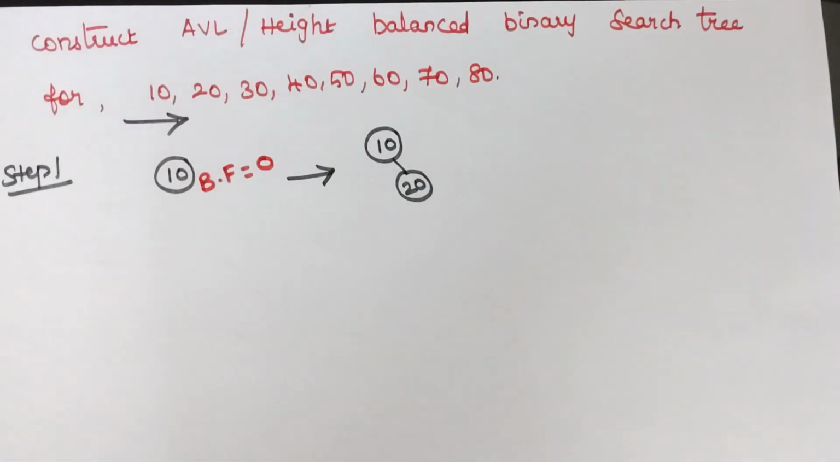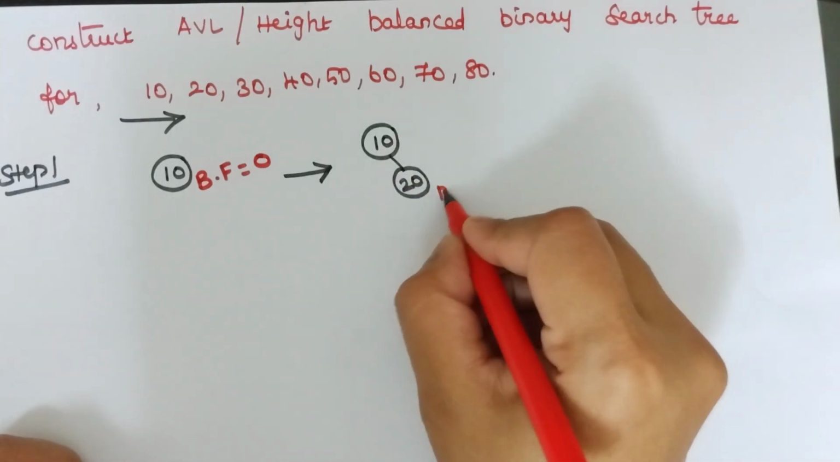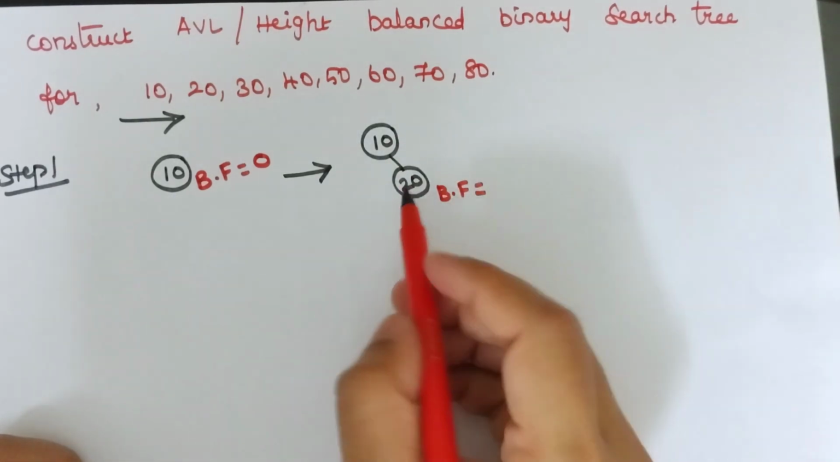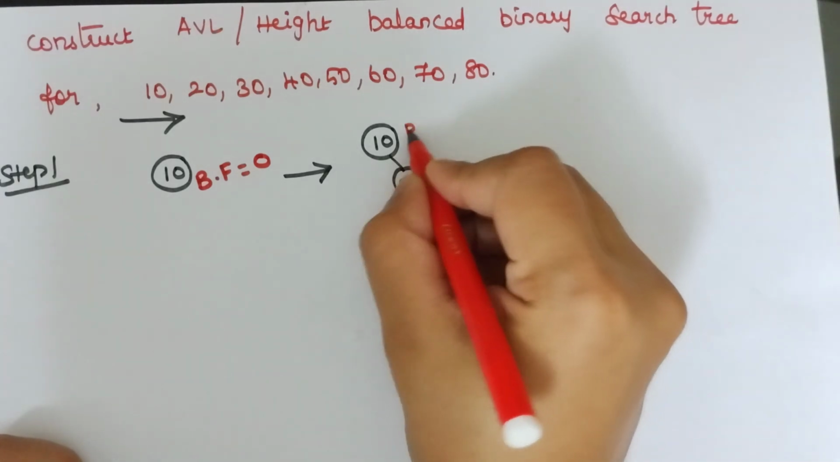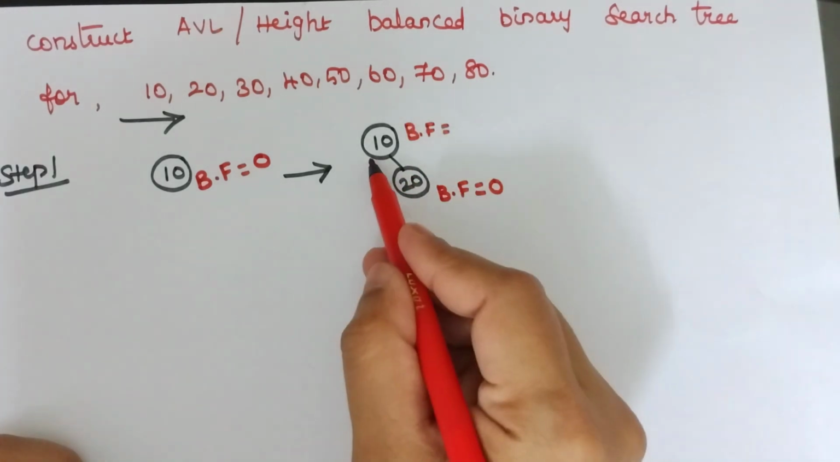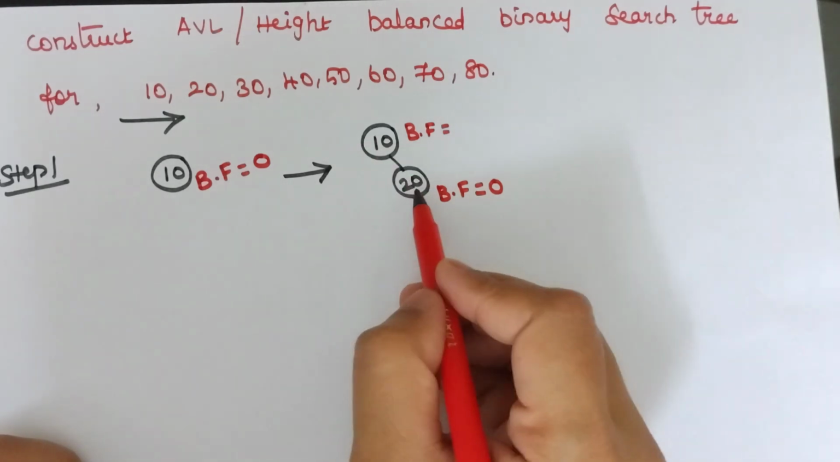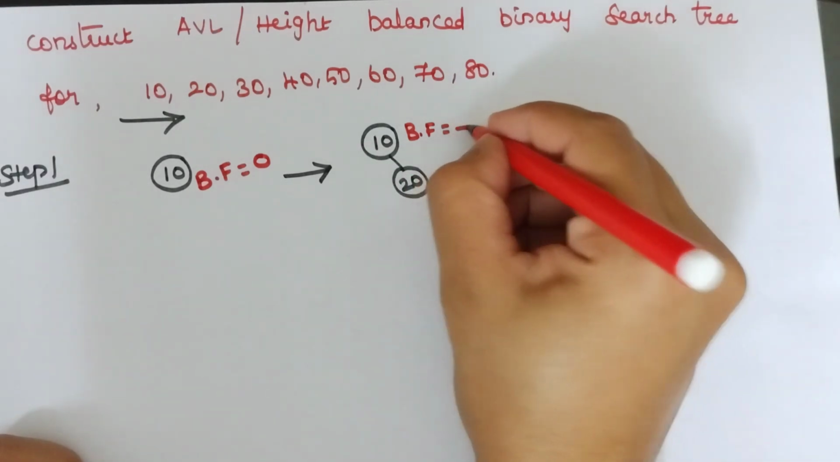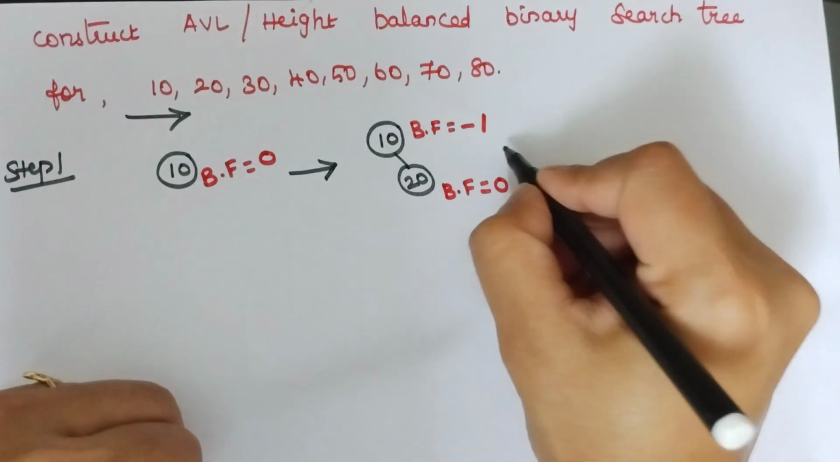After inserting 20, again find the balance factor for these two nodes. Starting from 20, what is the balance factor for 20? This is a leaf node, so the balance factor is 0. And what is the balance factor for 10? What is the height of the left subtree of 10? 0. And what is the height of the right subtree of 10? That is 1. So 0 minus 1, the value will be minus 1. And this tree is also balanced again. So go for the next step.